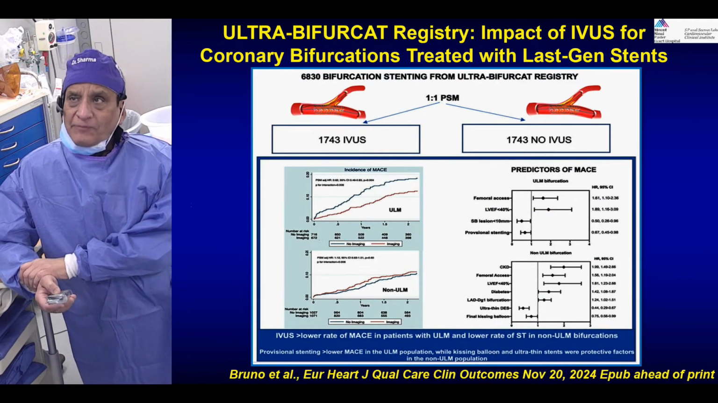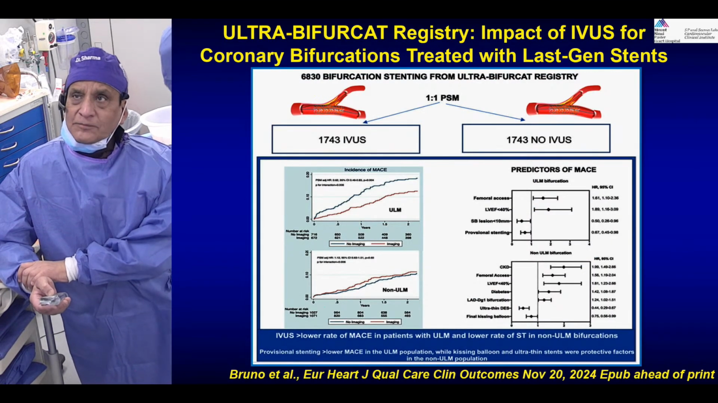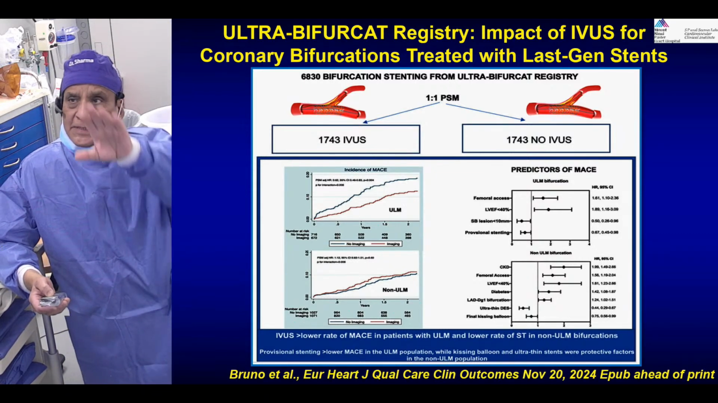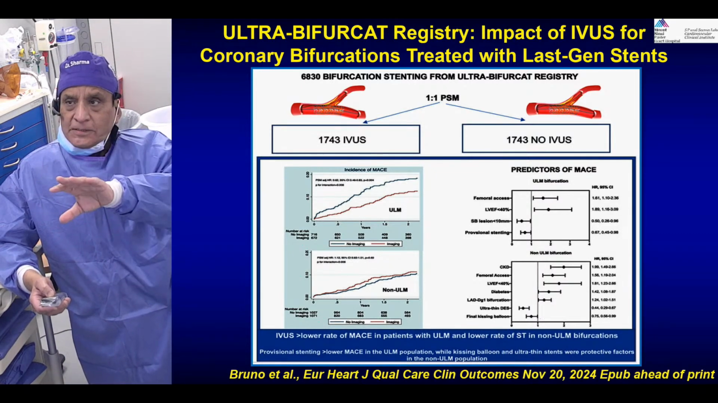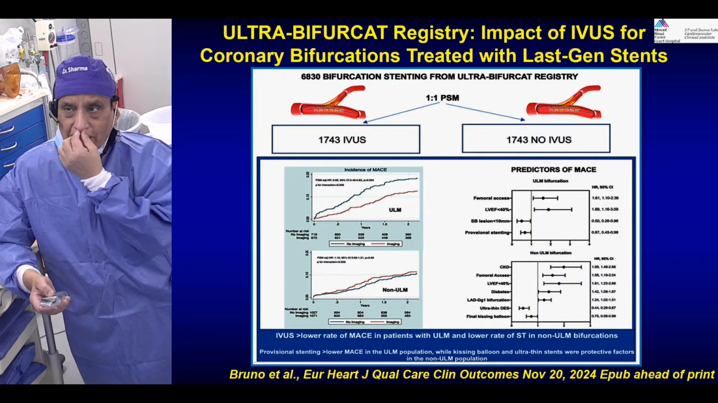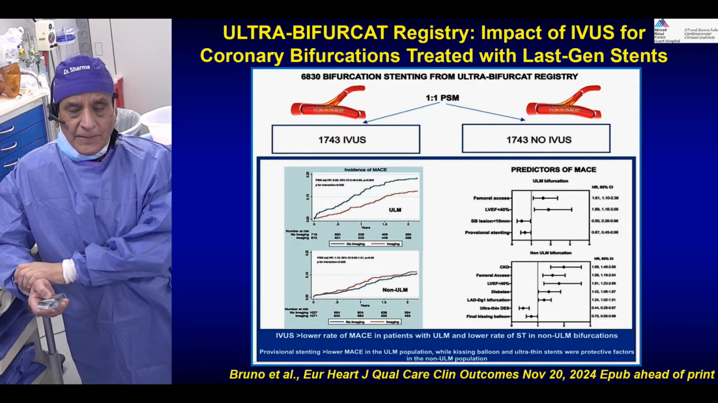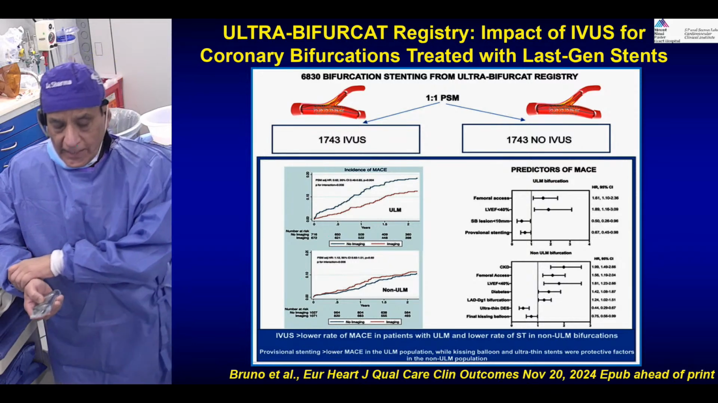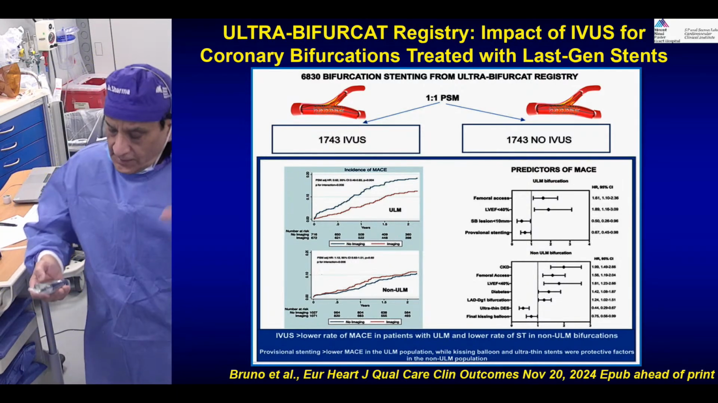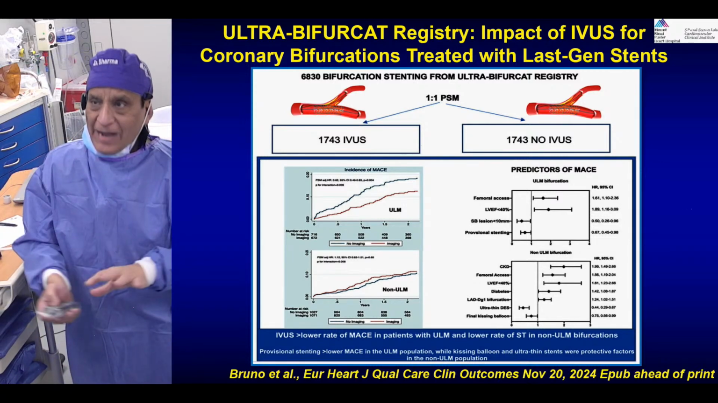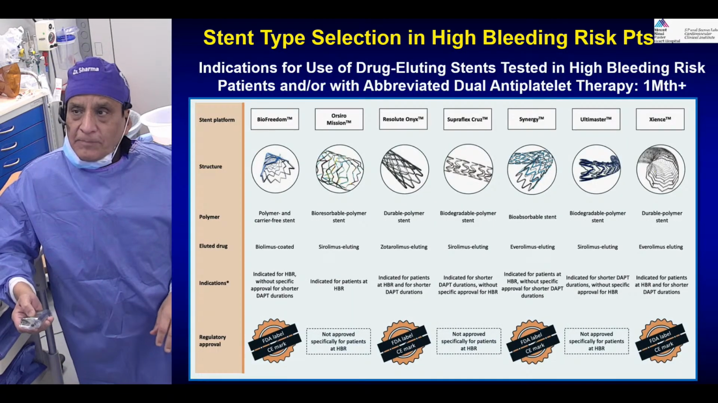Second was the ULTRA-Bifurcation registry, the impact of IVUS for coronary bifurcation with last-generation stents, no IVUS versus IVUS, then unprotected left main versus non-unprotected left main. The real benefit is in the unprotected left main. In the non-unprotected left main there is a decrease in stent thrombosis, which we already know from the meta-analysis by Greg Stone that stent thrombosis is halved in every imaging trial, whether left main or non-left main.